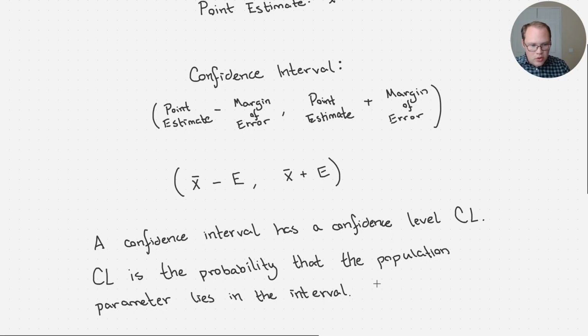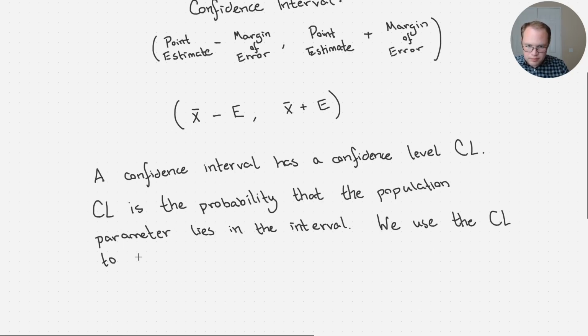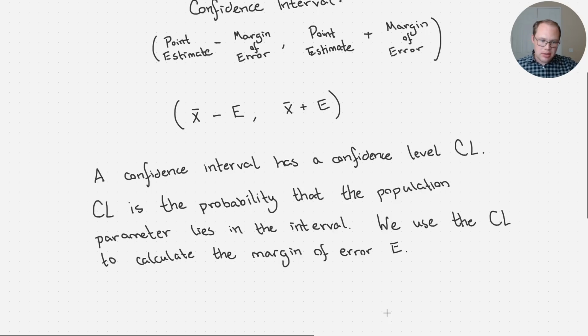So we use the confidence level to calculate the margin of error. Remember that margin of error is how far the population parameter might be away from our point estimate. Okay, it's the distance. It's how far off our point estimate might be from that population parameter.